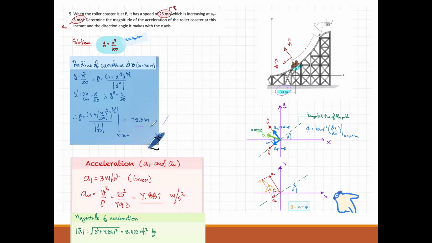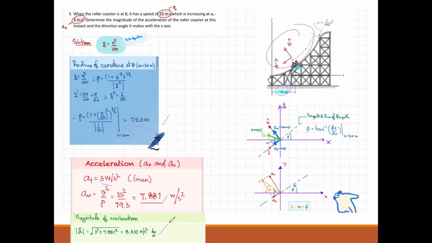And for the picture, you should draw the axes like this. For the acceleration, we already have the tangential component, which the problem gives as 3 meters per second squared. And for the normal acceleration, we determine it from this formula and obtain 7.881 meters per second squared. So the magnitude becomes 8.4 meters per second squared.